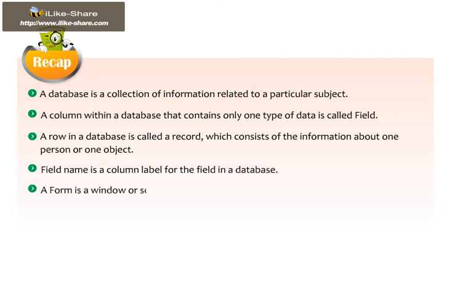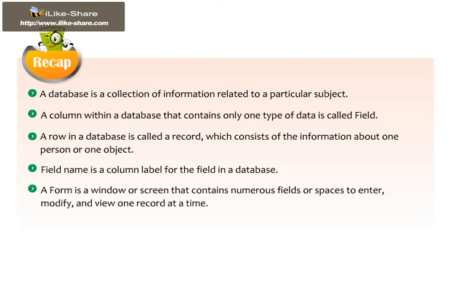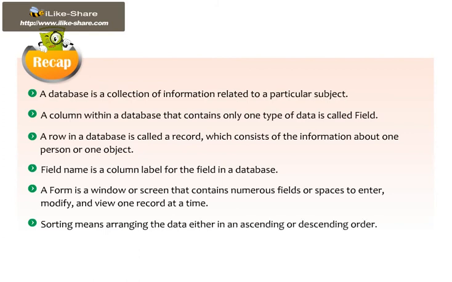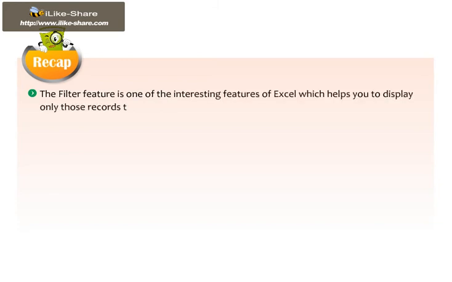A form is a window or screen that contains numerous fields or spaces to enter, modify, and view one record at a time. Sorting means arranging the data either in an ascending or descending order. The filter feature is one of the interesting features of Excel, which helps you to display only those records that meet the specified criteria and hide the rest of the records.